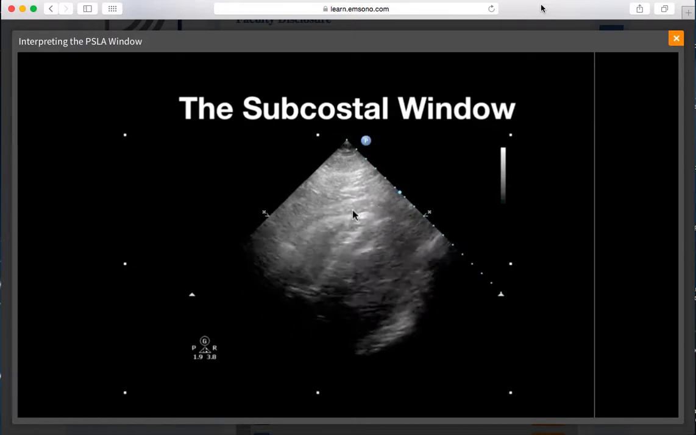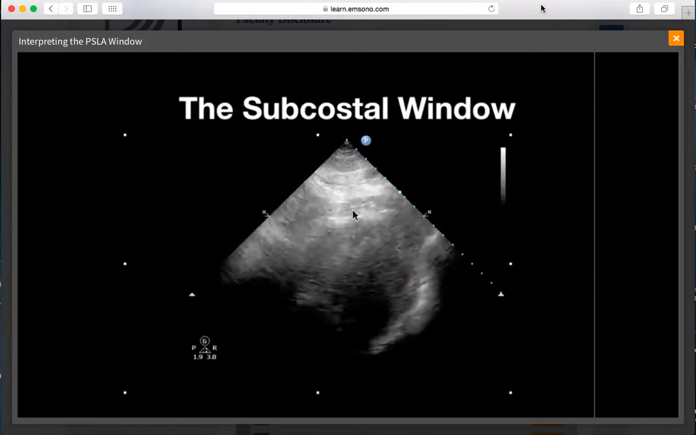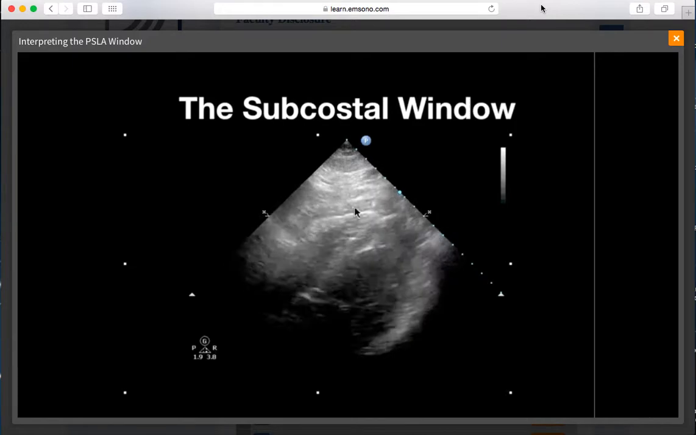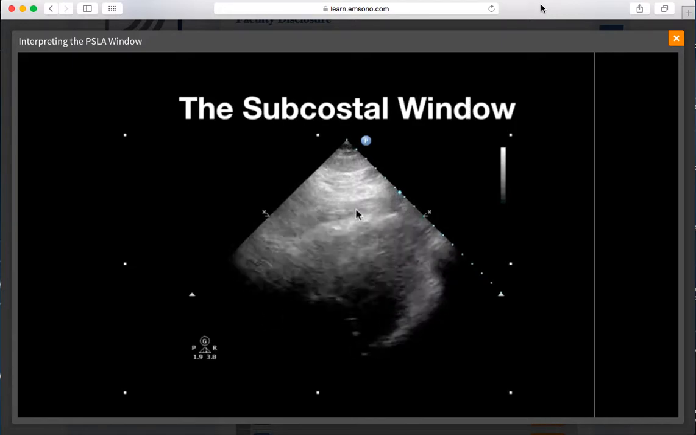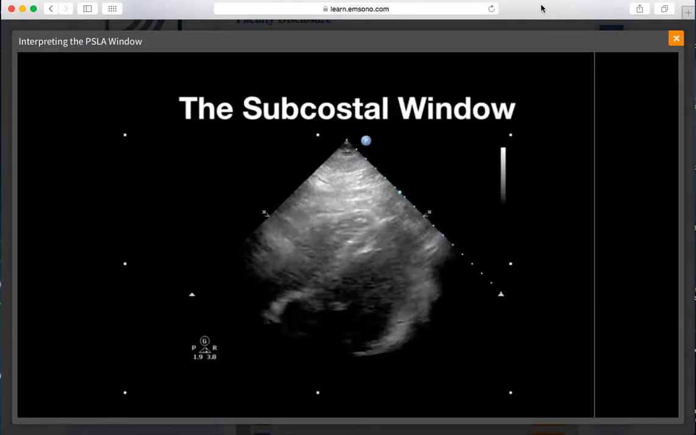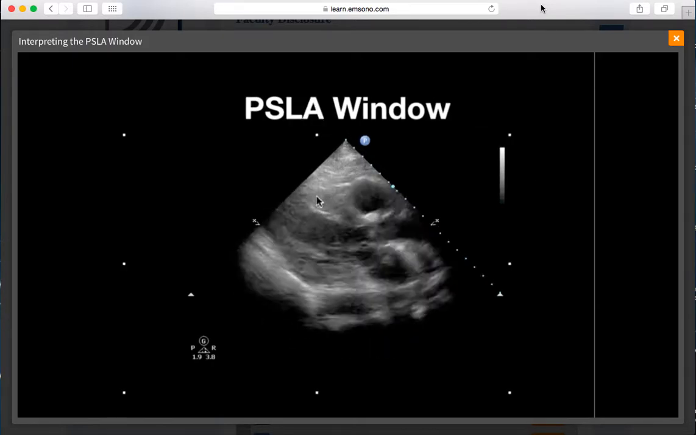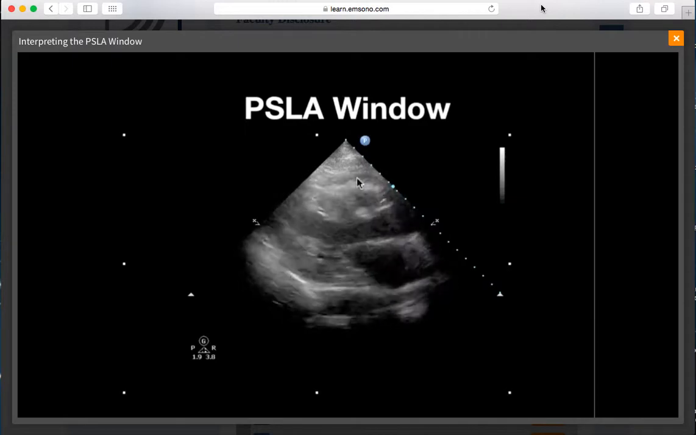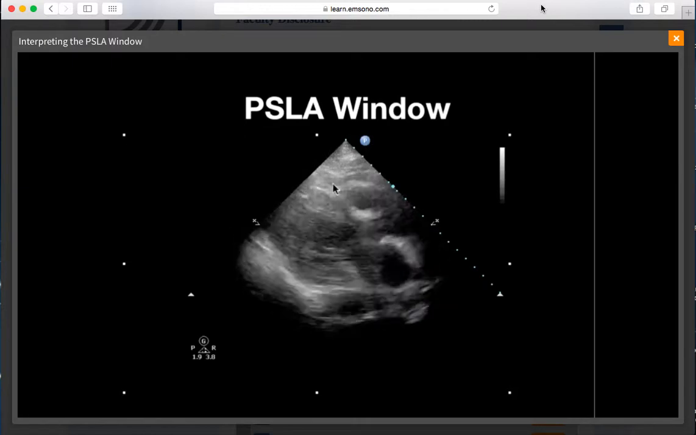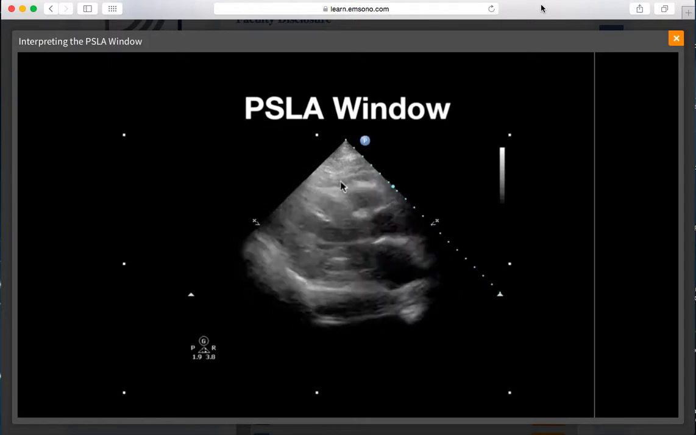However, they weren't 100% confident, so they performed a parasternal long axis in order to gather more data to support that this is indeed an epicardial fat pad. If you look at this patient's parasternal long axis window, you can see that there is an echogenic space anterior to the right ventricular outflow tract.